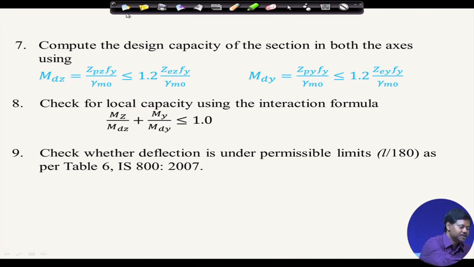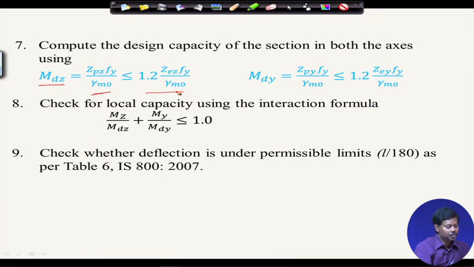Okay. Once this is done, we can now find out the design capacity in both directions. The design capacity about the ZZ direction, Mdz, can be found as Zpz Fy by gamma m0, and it has to be less than or equal to 1.2 into Zez Fy by gamma m0. Similarly, Mdy, the design capacity about the YY axis, we can find out as Zpy Fy by gamma m0, and it has to be less than 1.2 into Zey Fy by gamma m0.